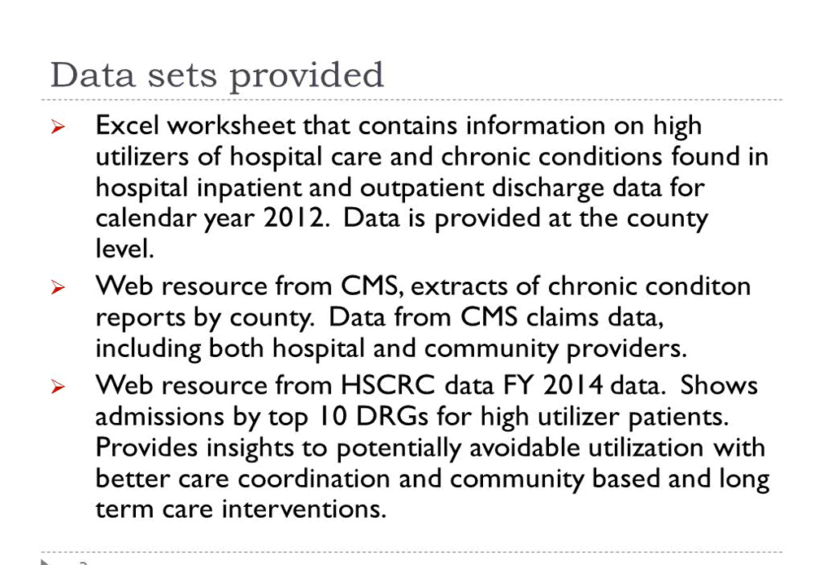The third set of resources are from the HSCRC inpatient discharge data, and those resources are showing what services those high-utilizing patients are using. So if we're looking at the top 10 DRGs for the high-utilizing patients in each county, what are those DRGs? And if we're trying to focus on reducing avoidable conditions, this will give you a view into what the hospitalizations were for those high-utilizing patients.